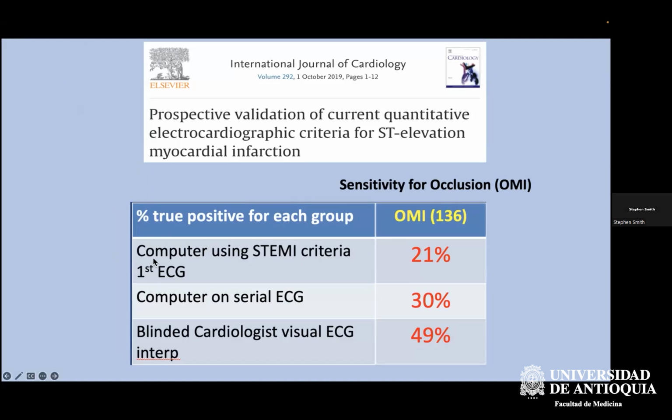These authors found that the computer using STEMI criteria on the first ECG was only 21% sensitive for OMI. On serial ECGs, 30% sensitive for OMI. A blinded cardiologist with visual ECG interpretation was only 49% sensitive for these 136 OMI.